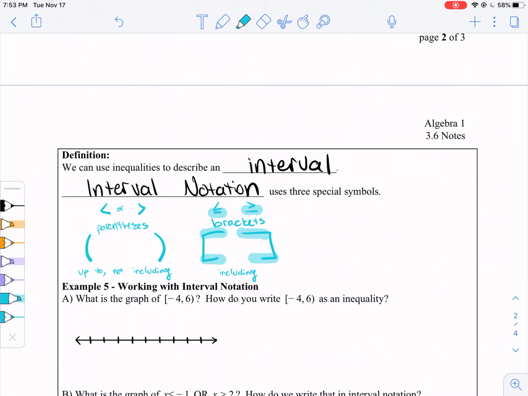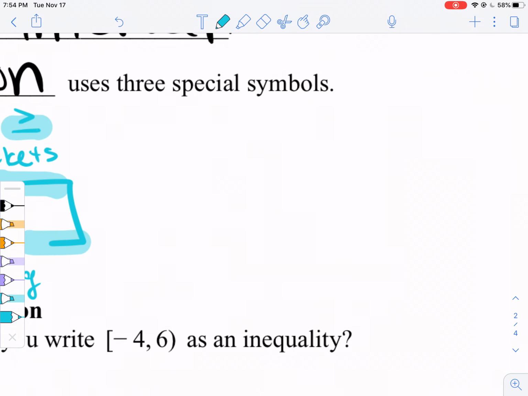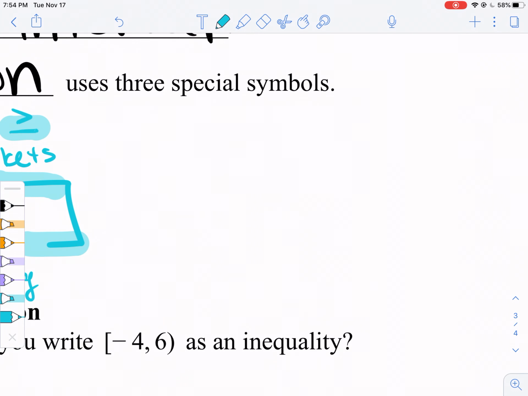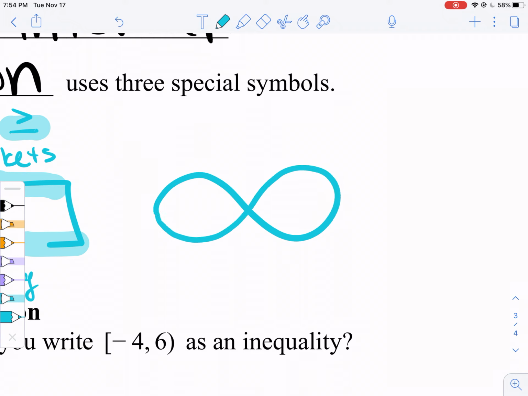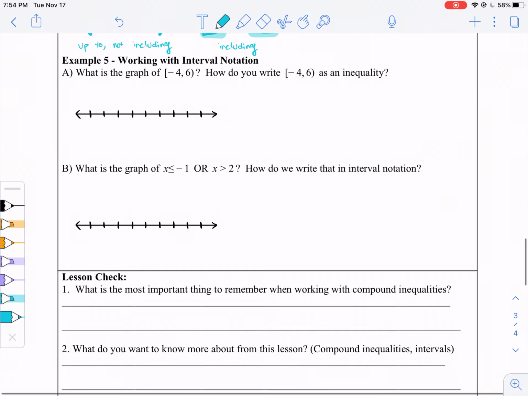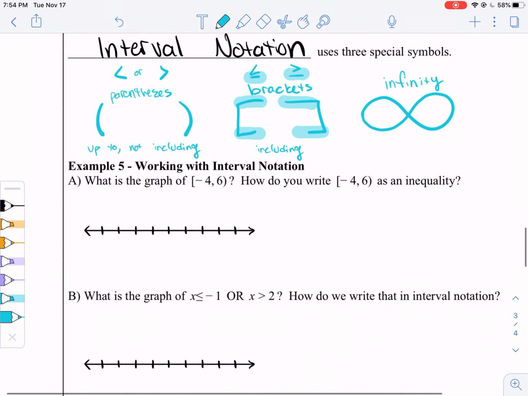Okay, so you have parentheses, you have brackets, and then you also have this one, which is so hard to draw. Ooh, that was actually pretty good. Normally mine are super lopsided. This is the infinity symbol. Infinity means it goes on forever. Okay, I'm just going to show you some examples of what these mean.